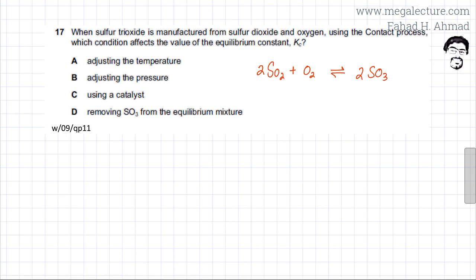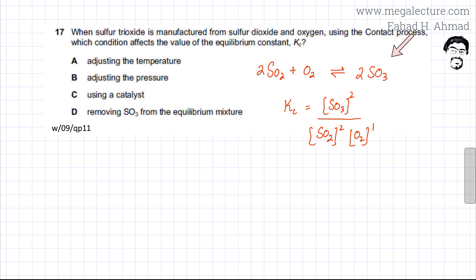And I've balanced the equation as well. So this is the equilibrium. Now remember that the equilibrium constant Kc is the ratio of the concentration of products, which in this case is SO3. So the concentration would be squared because the coefficient in the equation is 2 moles of SO3 being produced, divided by the concentration of the reactants, which in our case are SO2, raised to the power 2 as well, and oxygen raised to the power 1.